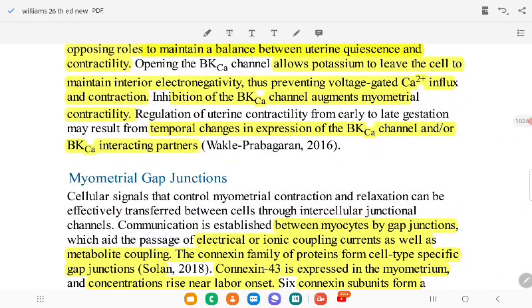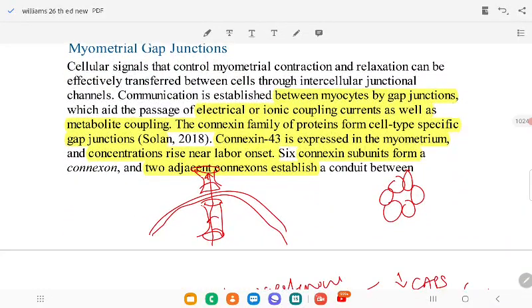Okay, these are the myometrial gap junctions. Communication is established through the myometrial gap junctions, with electrical or ionic coupling current as well as metabolic coupling passing through to the other, surrounding cells.